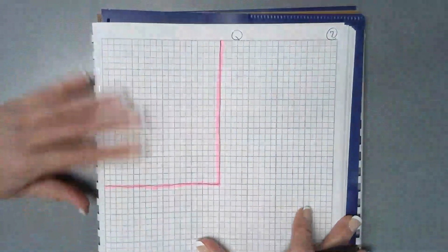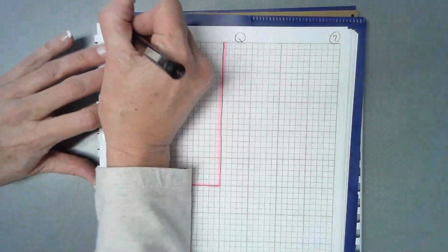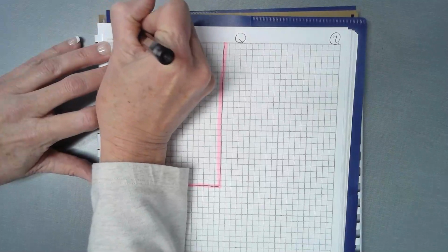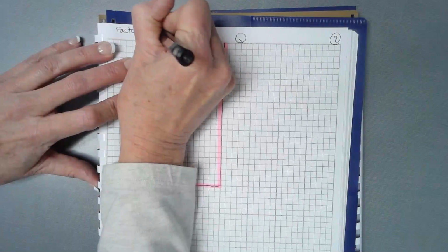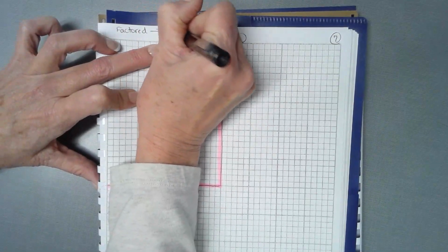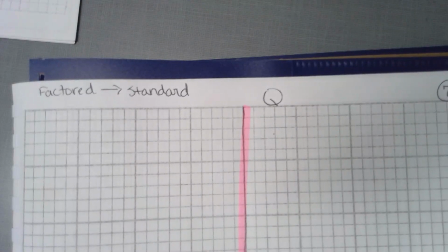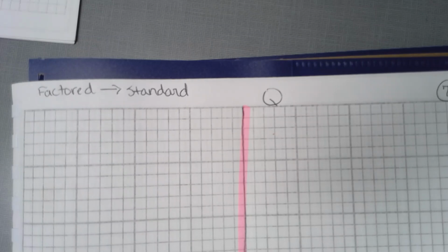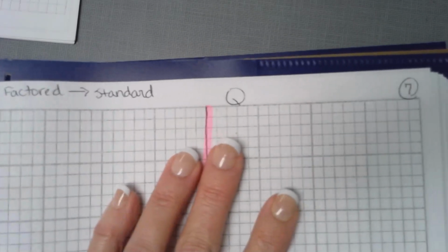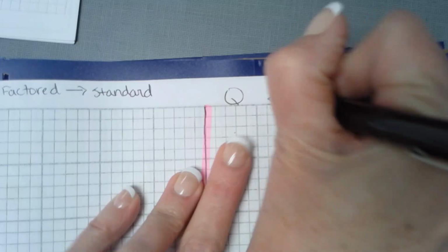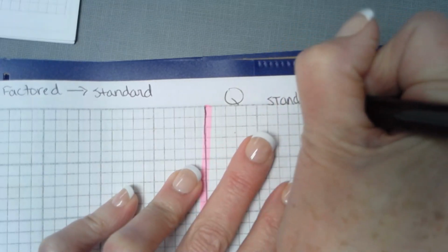For this first little box, we've actually already done this. We are going to convert from factored form to standard form. And we have already done this. I just want it in your notebook and want to refresh your memory about it. Okay? Factored form to standard form, and then on the rest of it, that's the new stuff, most of it. On the rest of it, we're going to convert from standard form to factored form. So we're going to go backwards.